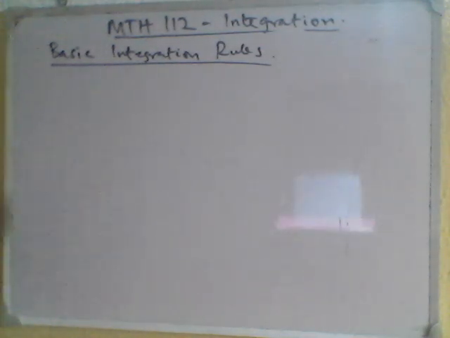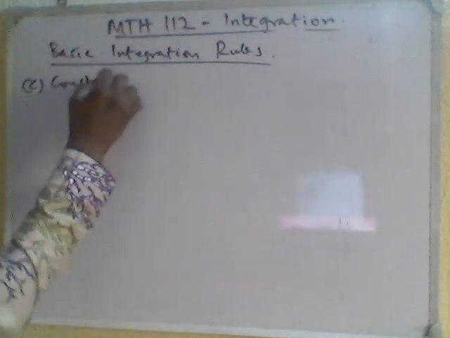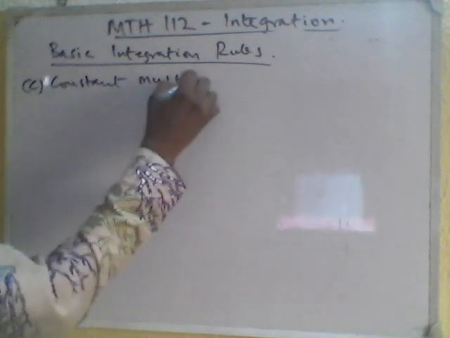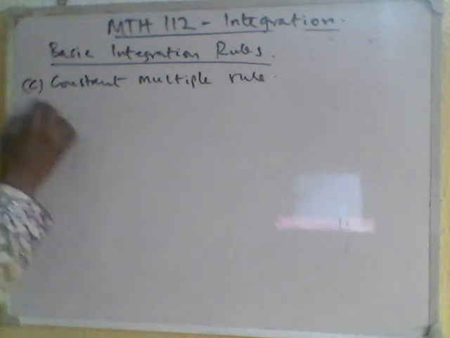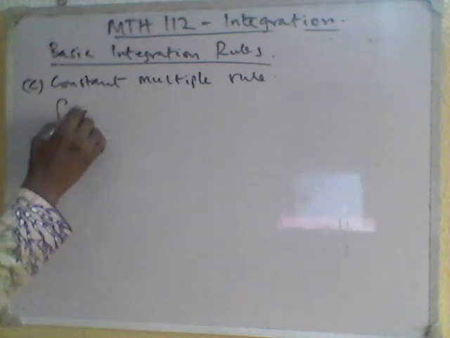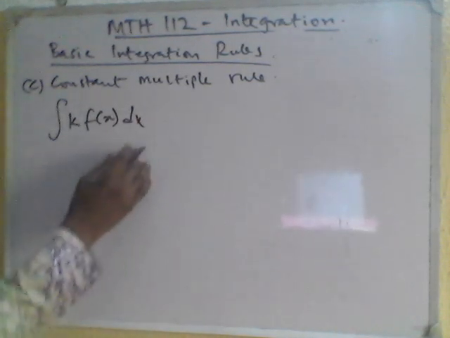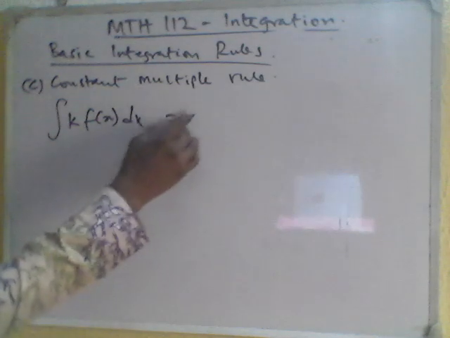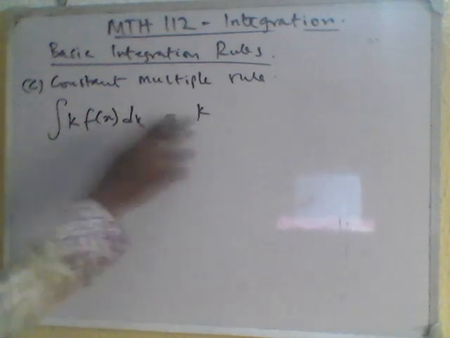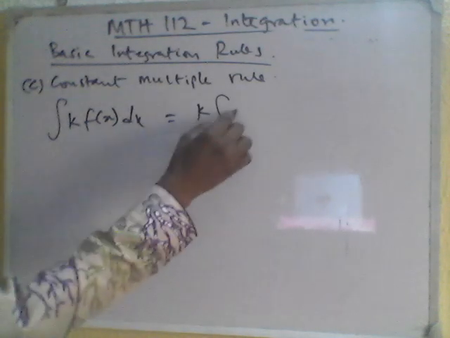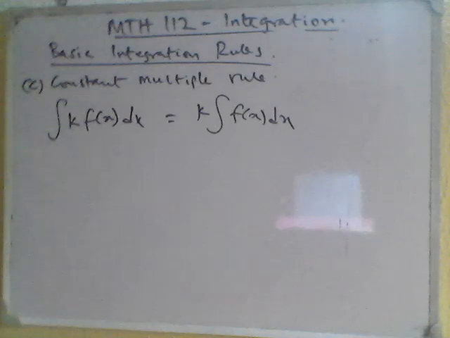So the third one is the constant multiple rule. For this rule, if I have the integral of k f of x dx, it's the same thing as saying k will come outside. This constant will come outside. It doesn't have to participate in the integral. It will come outside, and I will now integrate f of x dx. So this is the constant multiple rule.